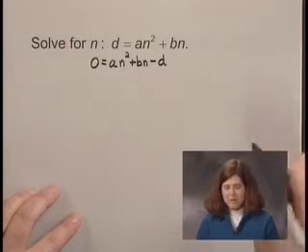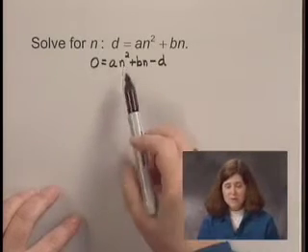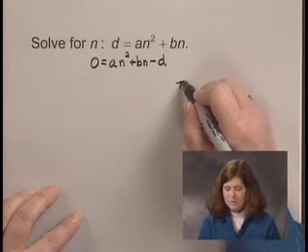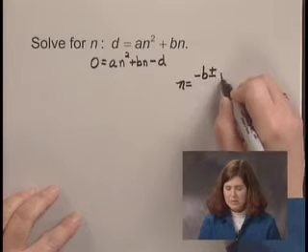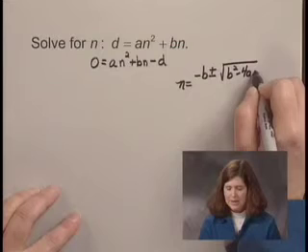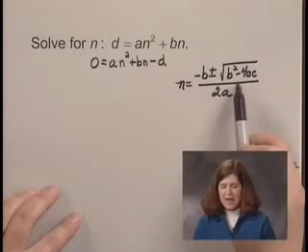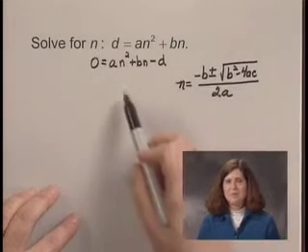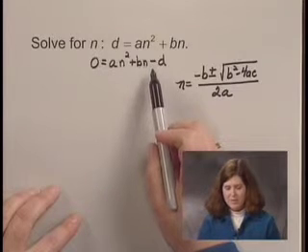Now the quadratic formula says that x, which is the variable, in this case n, equals the opposite of b plus or minus the square root of b squared minus 4ac, all over 2a. Here the a, the b, and the c are part of my quadratic formula. They happen to correspond to similar letters in the formula that I have here.